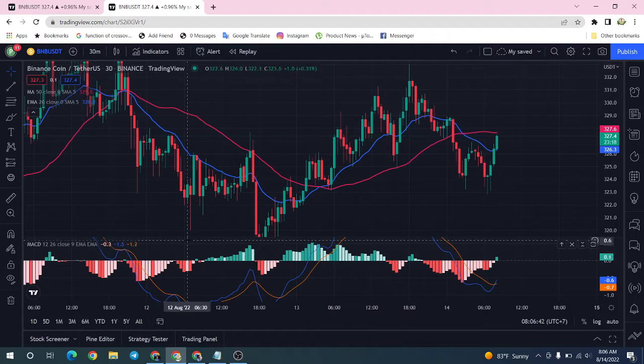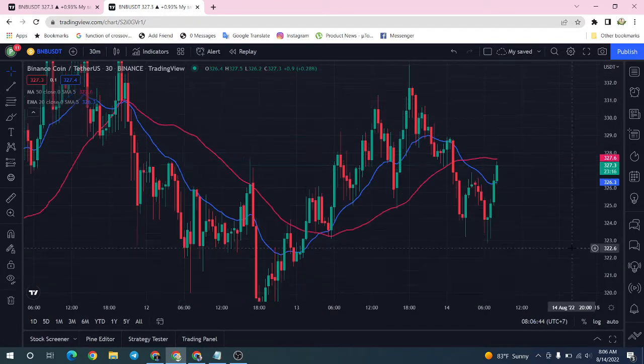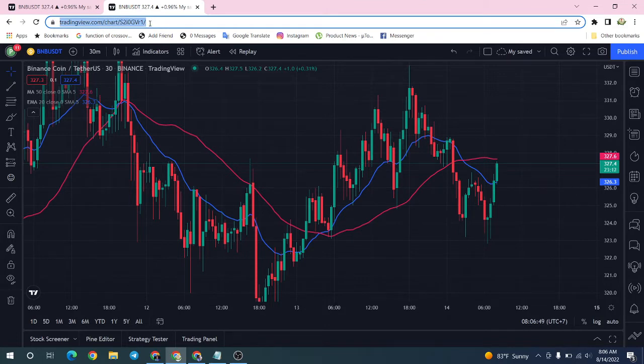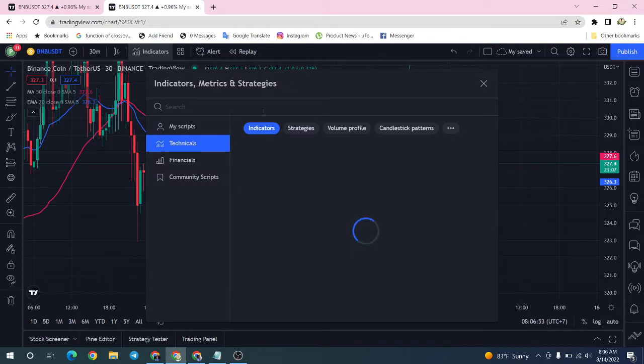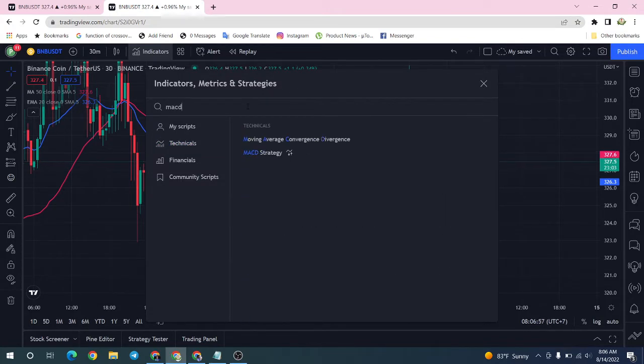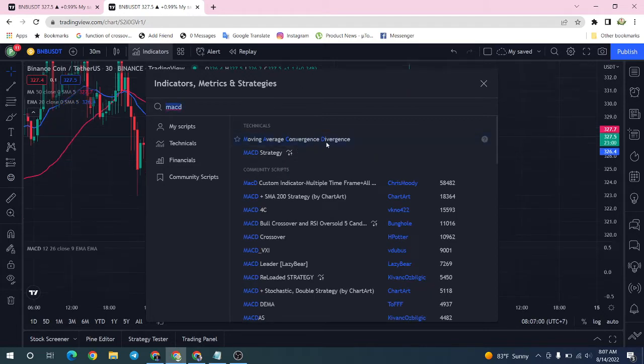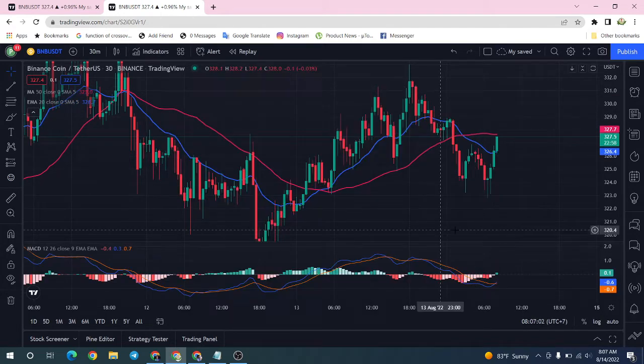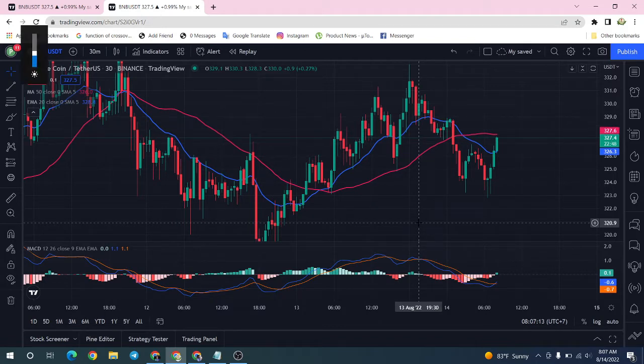To add MACD, you go to the top here. We use tradingview.com. Click on Indicators here and search for the word MACD. Click on it, close. Okay, so this is the result. We do not change anything. Just open it and observe how to use this indicator.